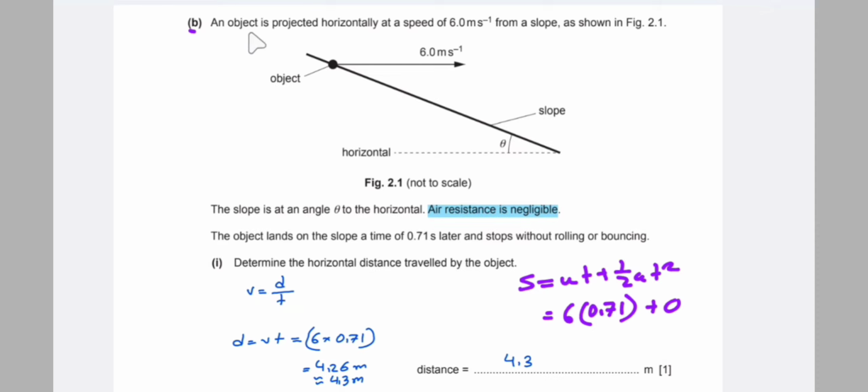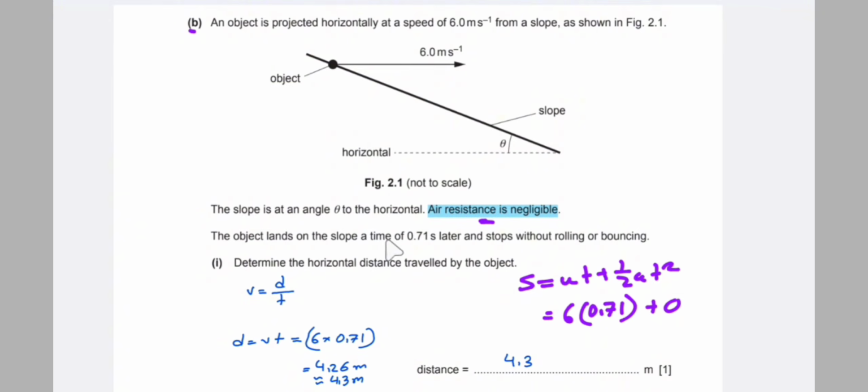Number 2, part B. An object is projected horizontally at a speed of 6 meters per second. So the object has a horizontal speed of 6 meters per second from the slope as shown in figure 2.1. The slope is at an angle of theta to the horizontal. Here air resistance is negligible. That means there is no air resistance. The object lands on the slope a time of 0.71 second later and stops without rolling or bouncing.